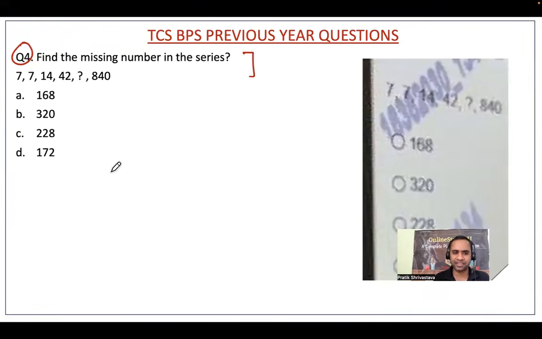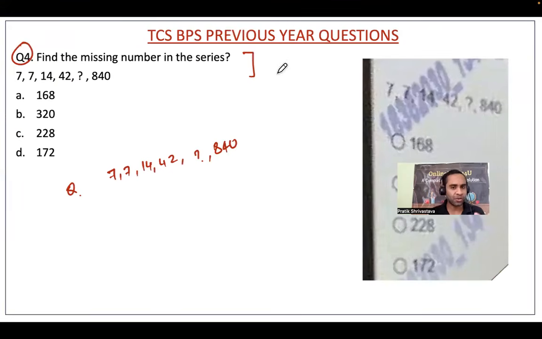Find the missing number in the series. We have 7, 7, 14, 42, and then what? We have 840. Friends, there will be some questions which will be easy in the examination, and some which will be difficult. TCS BPS, don't take it lightly, don't take it easy, okay?